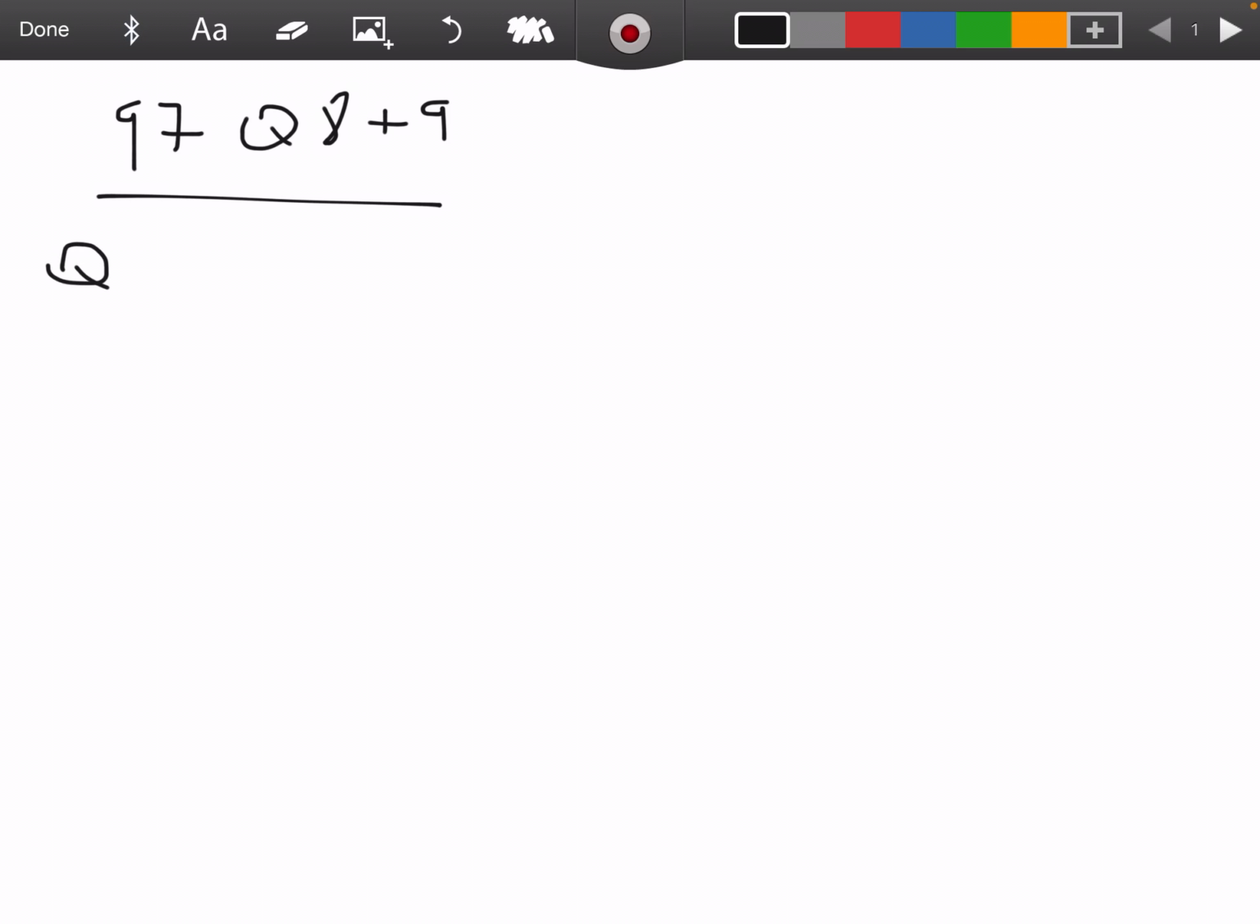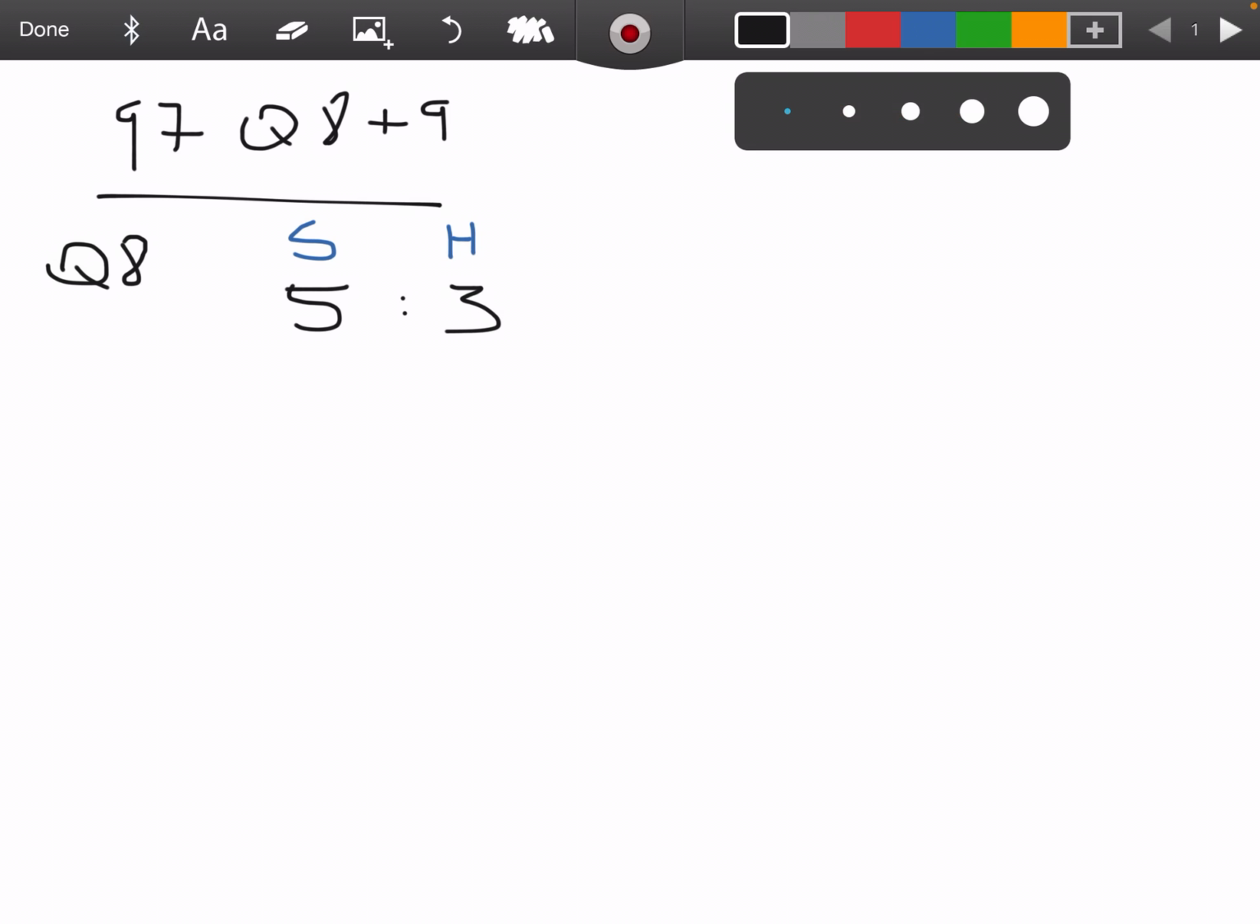So we'll kick off with question 8. As we've said, the question states, the ratio of soft sweets to hard sweets in a bag is 5 is to 3. So soft sweets to hard sweets is 5 is to 3. You've got to read the question carefully and keep it in the order. The order that it's read in the question is the order that the values are given to you.